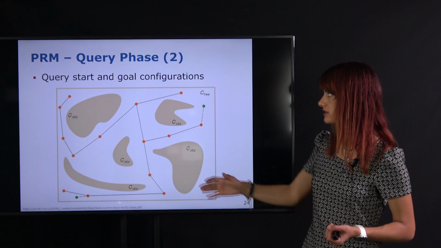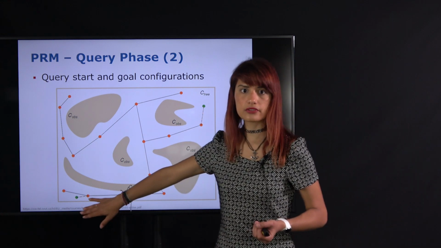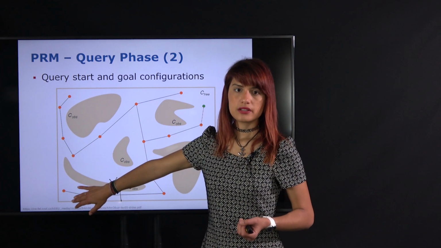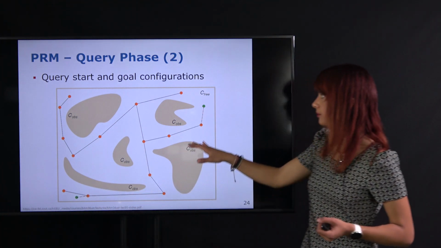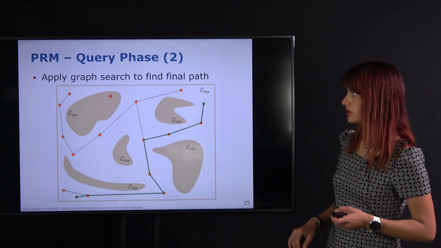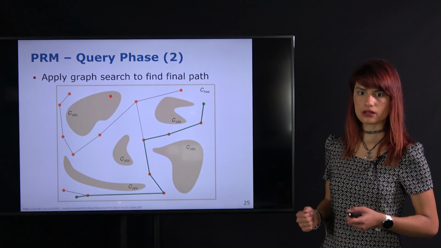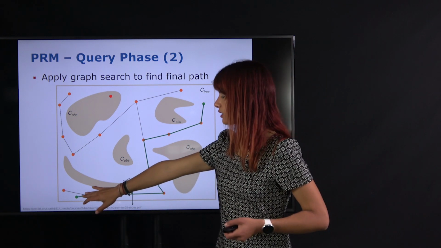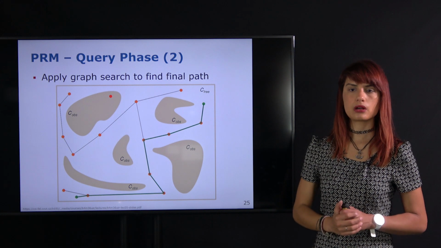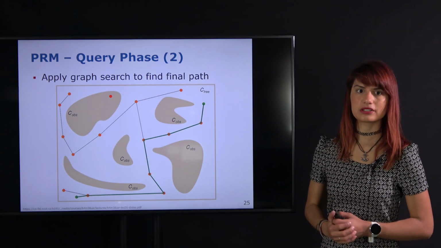And in the query phase, we specify the start and goal configuration. And so here over the green. And then we add edges connecting them to our roadmap in the free space. And then we use our graph search-based algorithm, for example, A star, in order to find in green the final path with respect to our roadmap that we have sampled in the first phase.